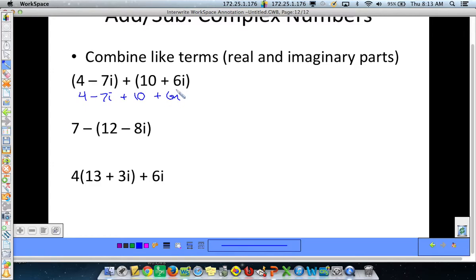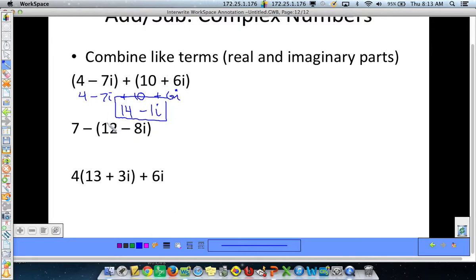Okay? So when you're adding, add the real parts. 4 plus 10 is 14. Then add the imaginary parts. Negative 7i plus 6i would be negative 1i, or just negative i. And you've written your answer in a plus bi form as a complex number.